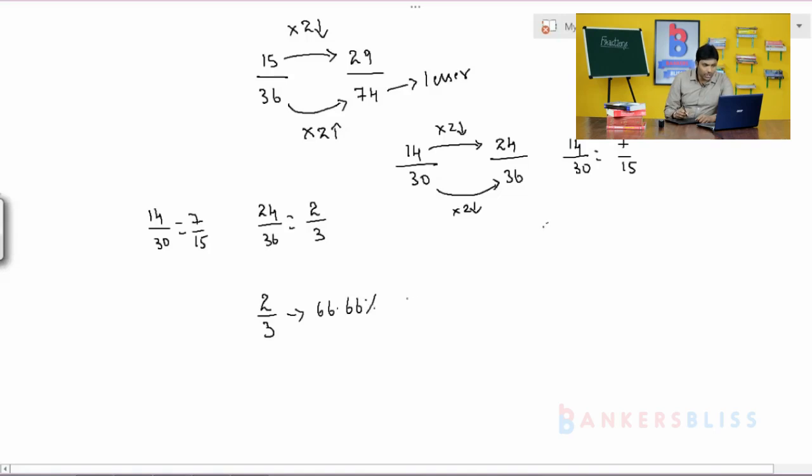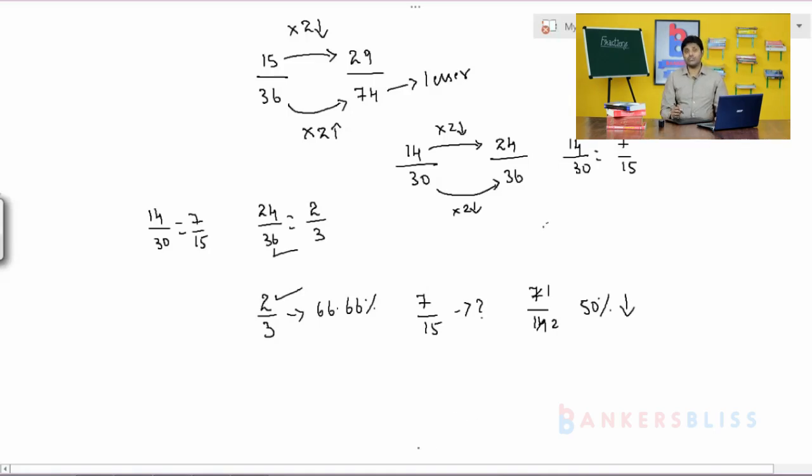66.66 percent. But do we know the value of 7 by 15? No. So how to calculate 7 by 15? You observe properly, 7 by 14, 7 ones are 7, 7 twos are 14, means 50%. So 7 by 14 is 50%, but 7 by 15 is obviously less than 50%. Therefore, 2 by 3, that is 24 by 36, is the maximum one.